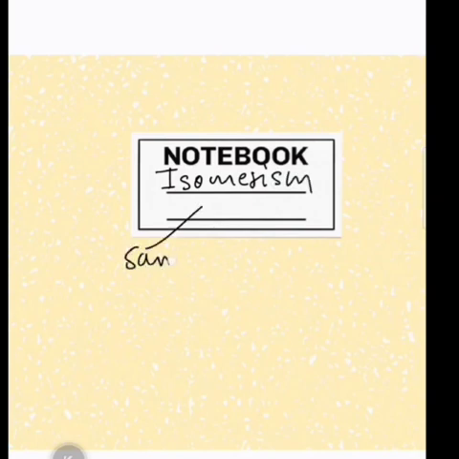So hello everyone, welcome back. We are going to discuss isomerism. Isomerism is nothing but having the same molecular formula but a different structural arrangement. It is called isomerism.